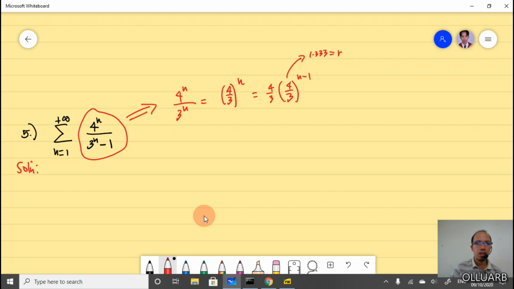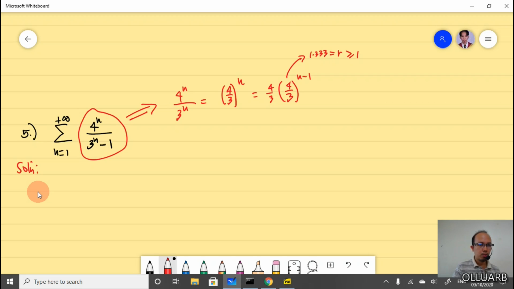And this is our r. This is our r, but this is greater than or equal to 1. Therefore this geometric series is divergent. This implies that this series, if you put a summation, is divergent.